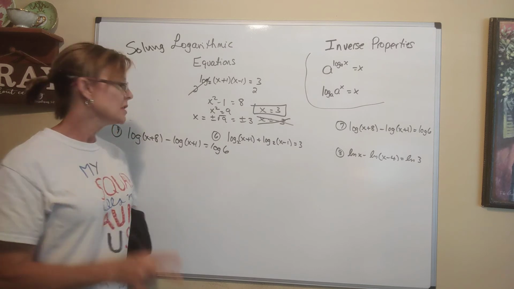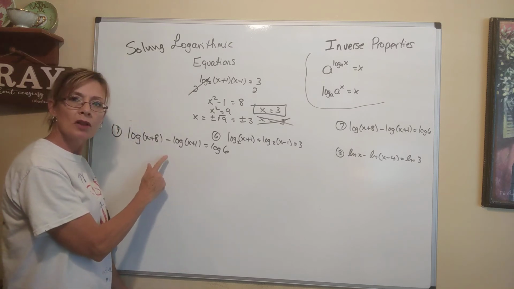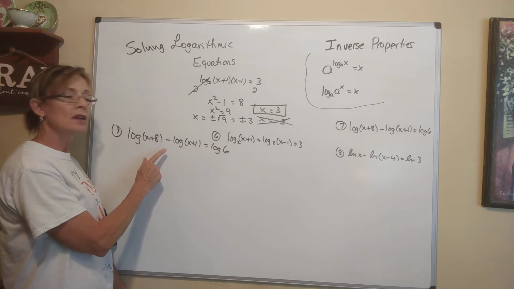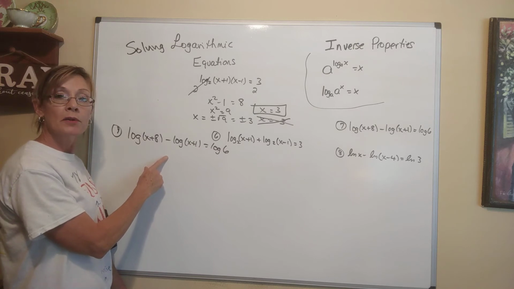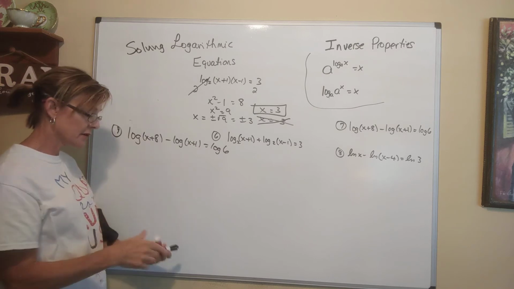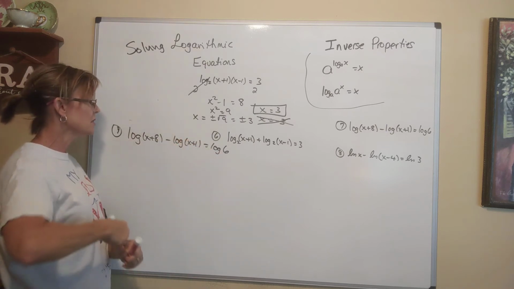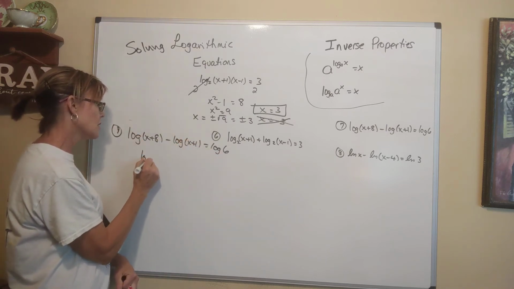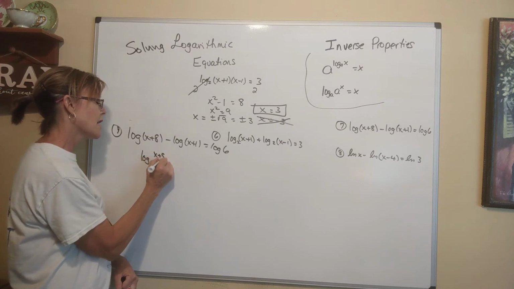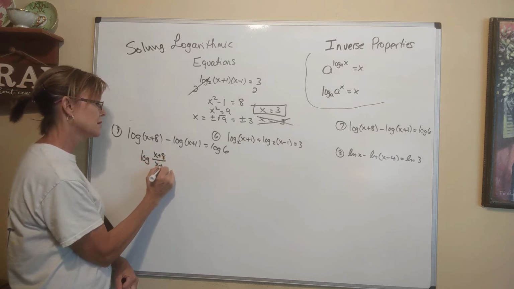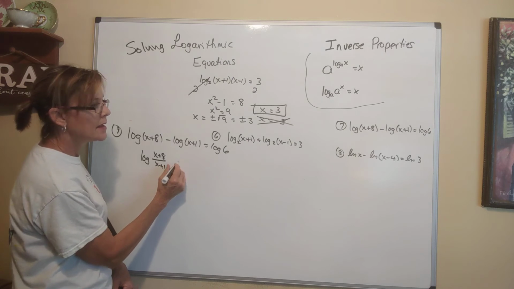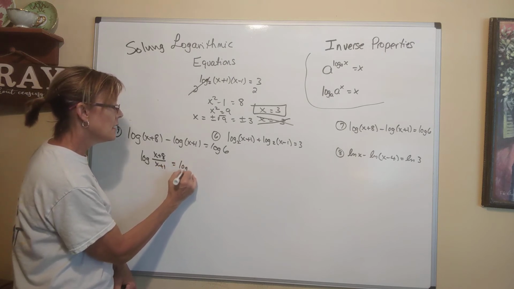There's a couple of issues here. We could totally rewrite this as one logarithmic expression using a log property called the quotient rule. So let's do that. Since there's a minus, I'm going to rewrite this into a fraction. This turns into the log of x plus 8 over x plus 1. And then this is equal to the log of 6.